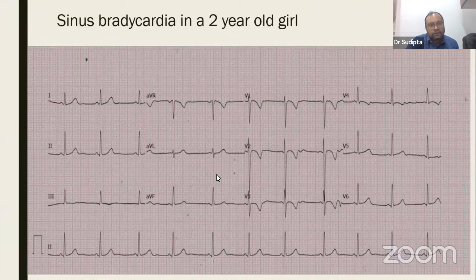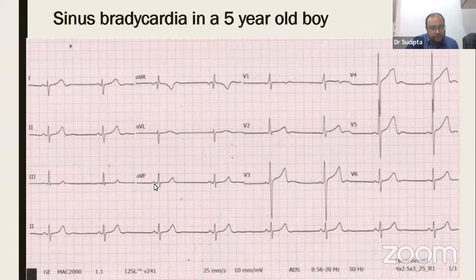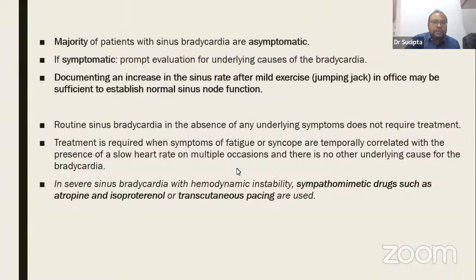Here in a five-year-old boy, the heart rate is also less than 60 per minute, and this is a sinus rhythm. The P wave is upright in lead I and aVF and is followed by a QRS complex. The majority of patients with sinus bradycardia are asymptomatic. If they are symptomatic, they should be promptly evaluated.